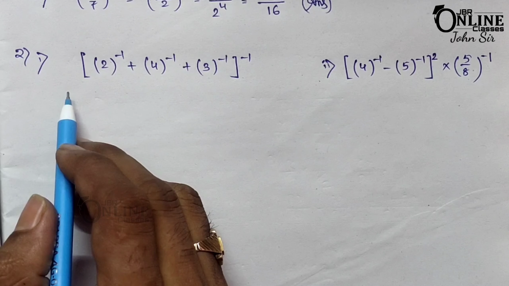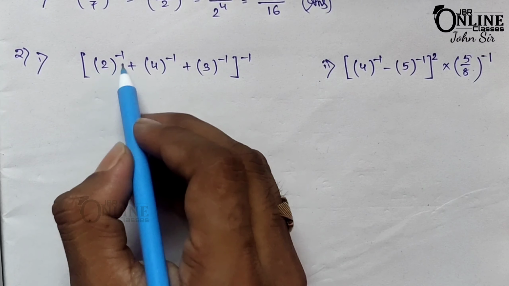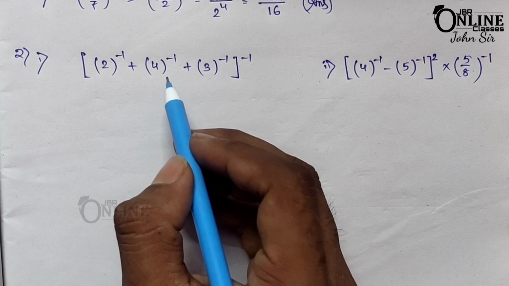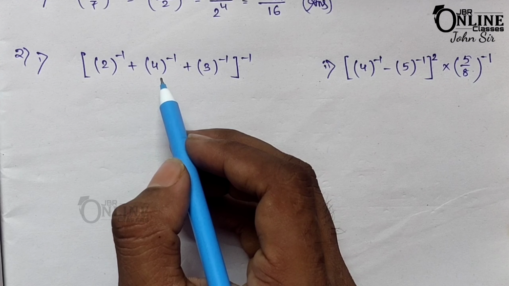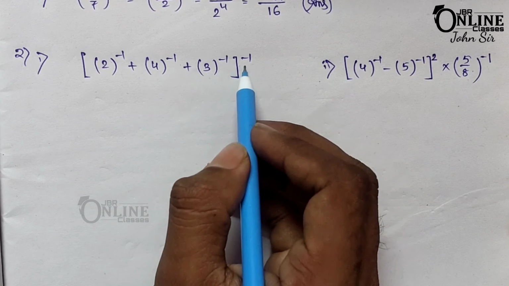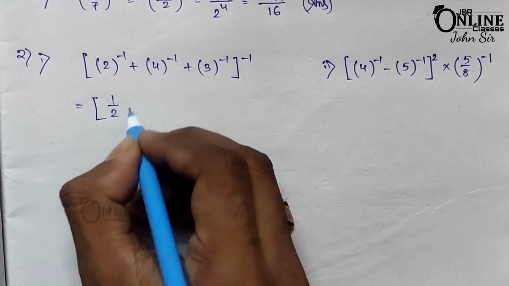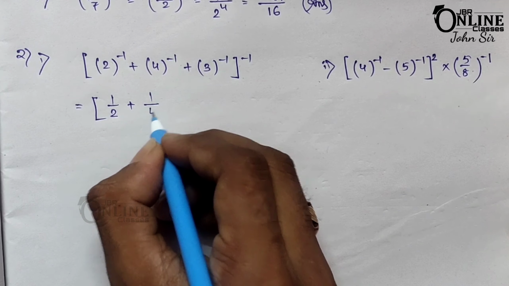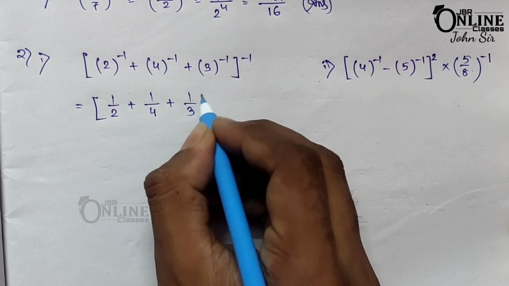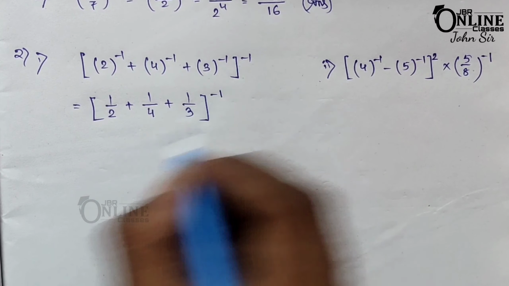Now sum number 2, part 1. Simplify this one: (2 to the power minus 1 plus 4 to the power minus 1 plus 3 to the power minus 1) whole to the power minus 1. Okay, so for the first one, 2 to the power minus 1 means 1 by 2, then 4 to the power minus 1 is 1 by 4, and then 3 to the power minus 1 is 1 by 3. Now whole to the power minus 1.